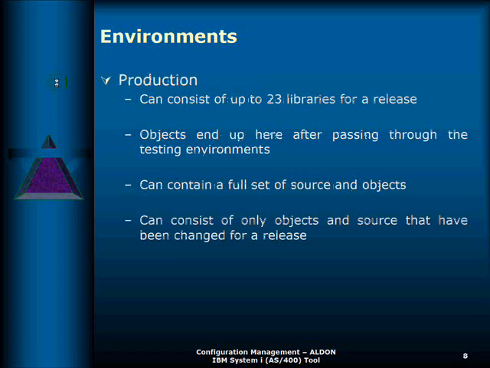The production environment. The production environment within a release can consist of up to 23 libraries, each of which can contain source and objects. Objects end up in the production environment after passing through the testing environments. The production environment can contain a full set of source and objects, or it can consist of only objects and source that have been changed for a release. If the production environment of a release consists of only changed objects, it is combined with the production environments of prior releases to form a working version of the application.